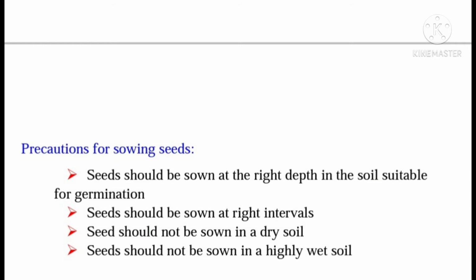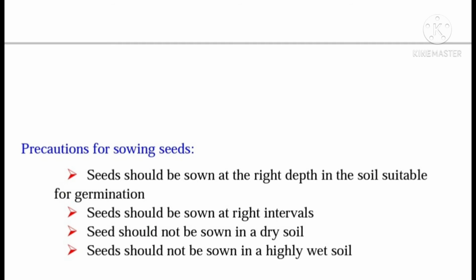suitable for germination. Because if the seeds are just spread on the surface of the soil, then the seeds will be eaten by the birds, and if the seeds are sown too deep, then they may not germinate because they cannot breathe at greater depth. So the seeds should be sown at the right depth in the soil which is suitable for germination.